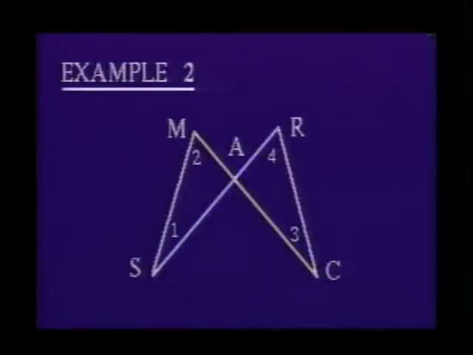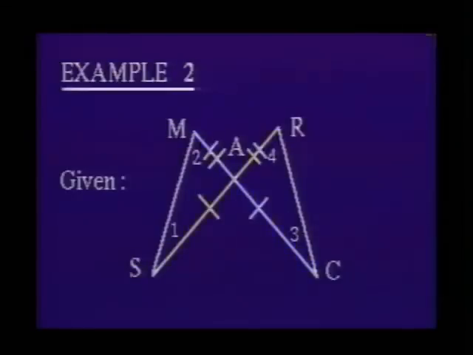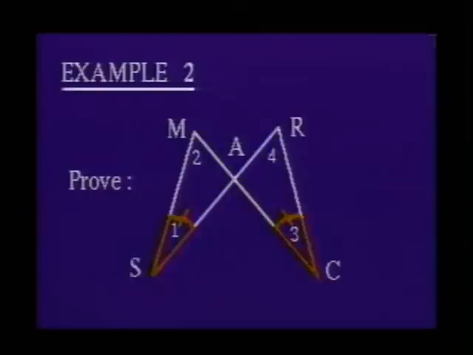Example 2. Given the following figure with line segment AC congruent to line segment AS and line segment RA congruent to line segment MA, prove angle 1 is congruent to angle 3. We are given 2 pairs of line segments congruent, and from this we want to develop a logical set of statements that will show that angle 1 is congruent to angle 3. Sometimes we must first show, as in this case, that 2 triangles are congruent in order to justify the conclusion sought.